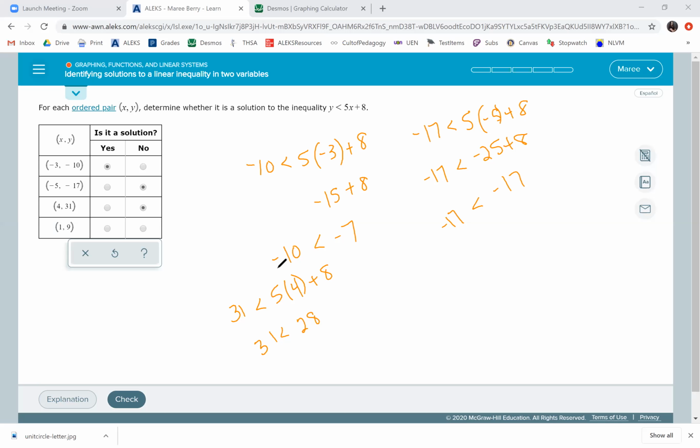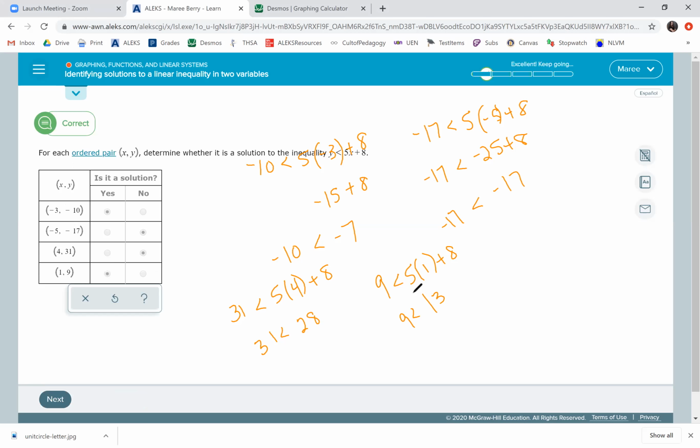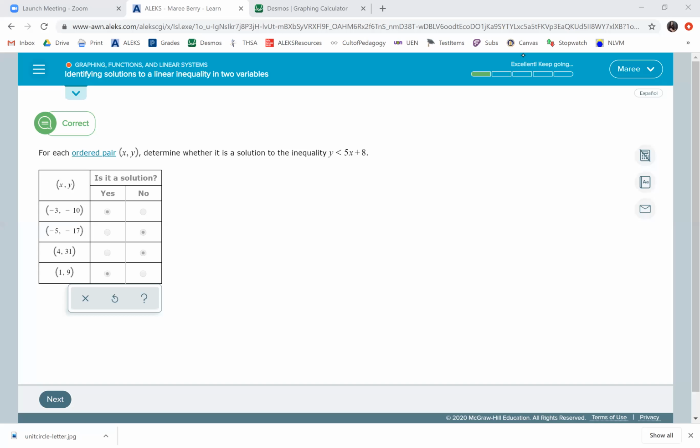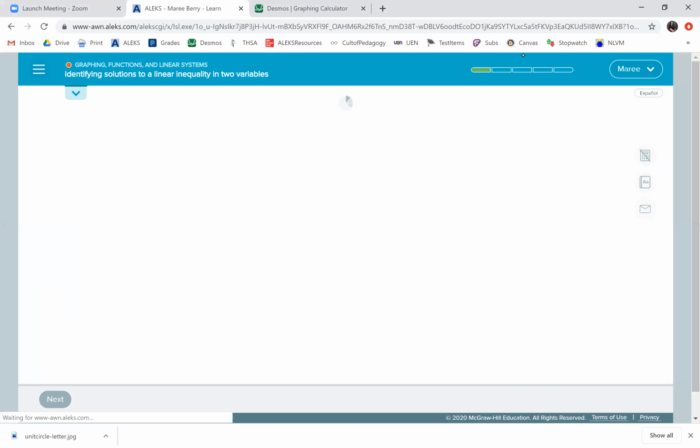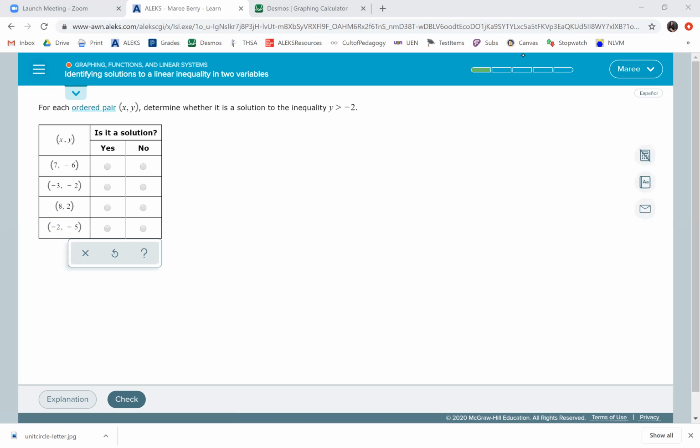Then our next point is 9. So we say is 9 less than 5 times 1 plus 8, which is 13. Is 9 less than 13? And it is. So we just put yes. And then we check, and that one is correct. So we'll move on to the next one. And I think I'll just do 2 examples on this one. Maybe I'll see what the third one is.